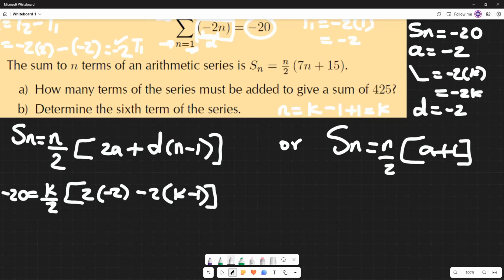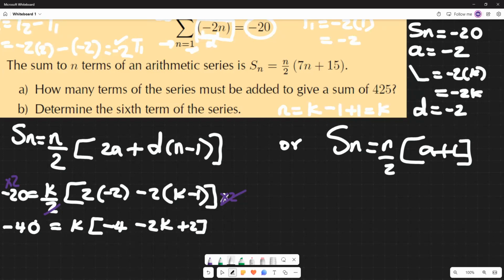And then this 2, I'm going to remove it by multiplying by 2 on both sides. So basically, I'm going to have times 2 here, and another times 2 that side. So this 2 will cancel with that one. And then I have 2 times negative 20, that's negative 40, is equal to k. Inside the bracket, I can see that I get negative 4 here, then minus 2k, then plus 2, right?